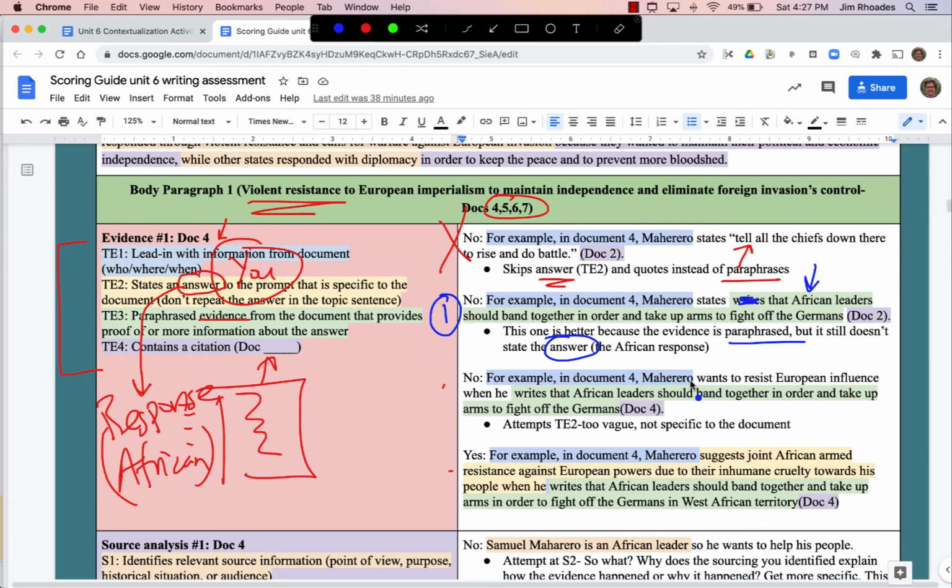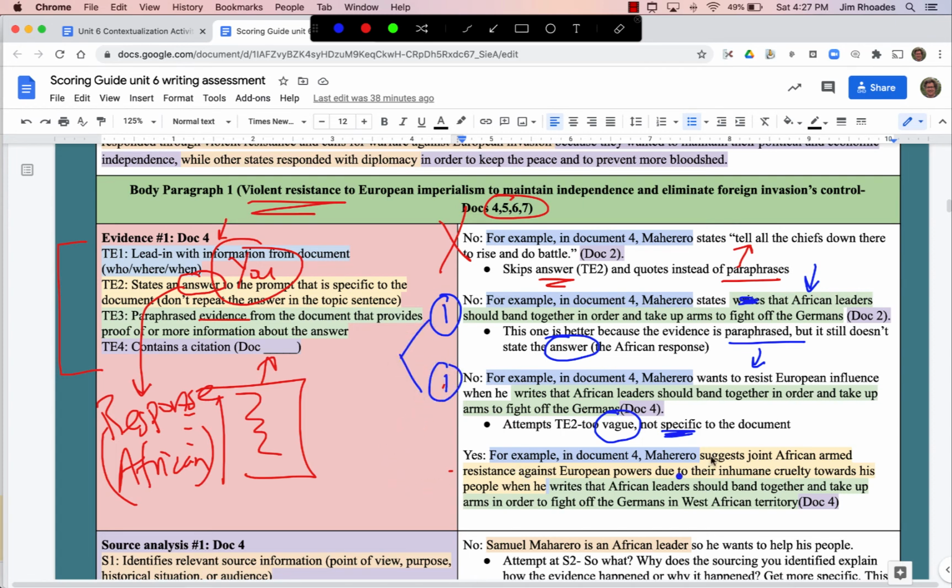Here I have one that's an attempt at an answer. He wants to resist European influence. But we have a note here that is too vague. We need to try to be specific to the document. So this one might get also the 1 point. These are 2 partial evidence sentences.